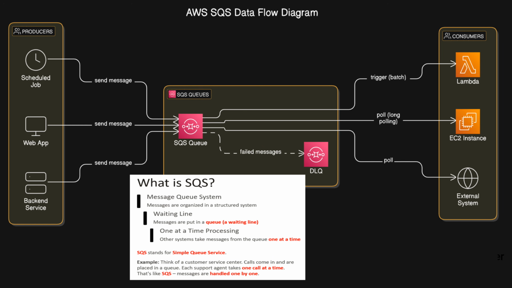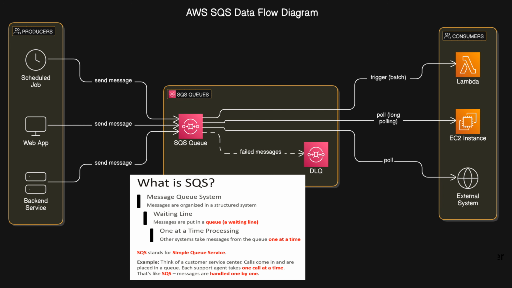What is SQS? SQS stands for Simple Queue Service. SQS is nothing but a message queue system. Messages are organized in a structured system. Messages are put in a queue or a waiting line. Other systems take messages from the queue one at a time.